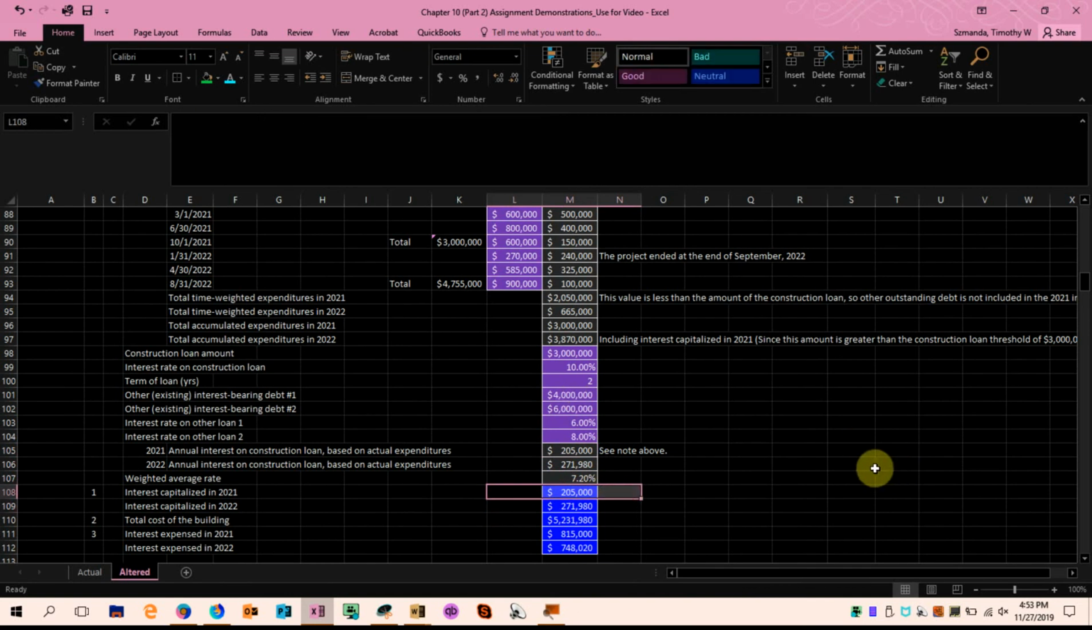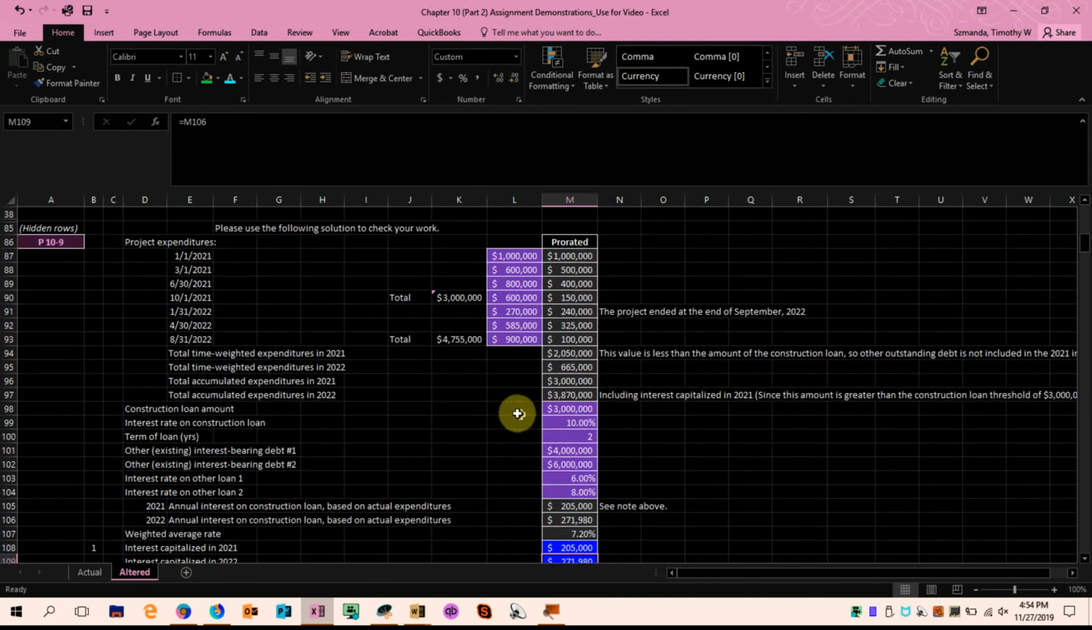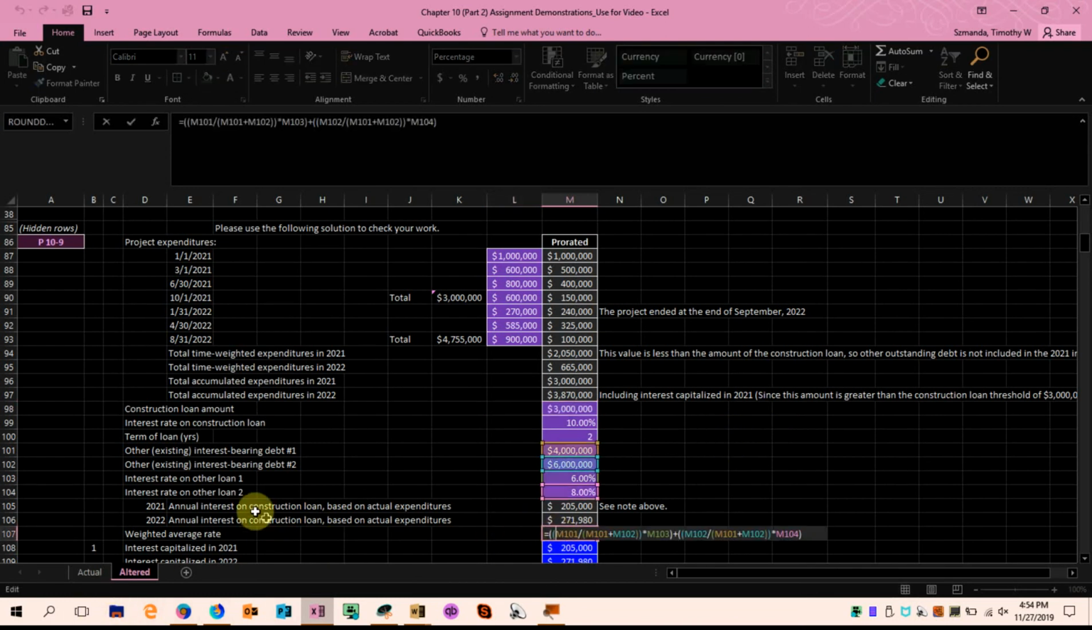So that is the answer for the amount of interest to be capitalized, and that's how we arrived at that. It gets a little more complex in year 2 to determine the amount of interest to capitalize. Because in year 2, we looked at our expenditures, and they now exceed the $3 million construction loan amount. What that means is we have a couple more things to do here. We need to, 1, calculate the weighted average rate of our 2 non-construction loans.